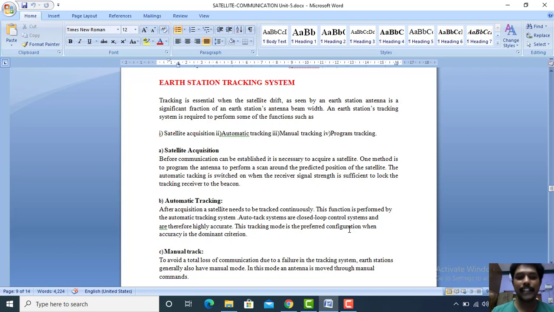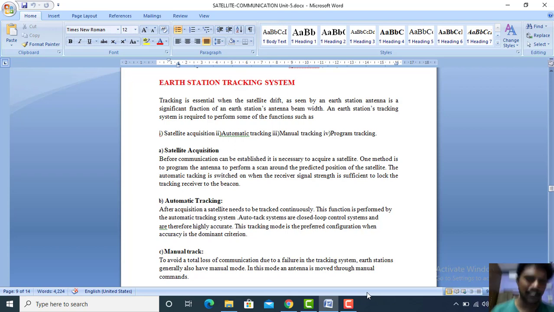Okay, the automated tracking is switched on when the receiver signal strength is sufficient to lock the tracking receiver. What this indicates is, it will be programmed to search for the nearest satellite to the antenna of your earth station, and after tracking the satellite, it will do the automatic switching operation, and when it receives sufficient signal strength, only then will it take the signals from the receiver.